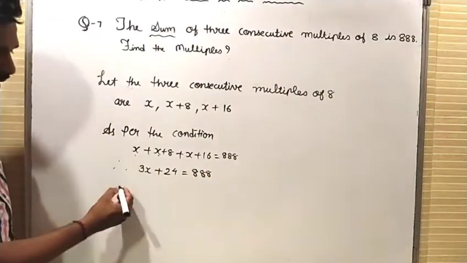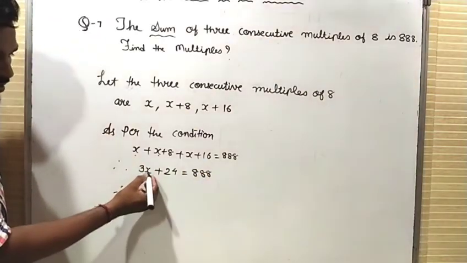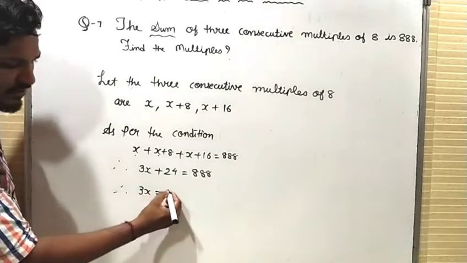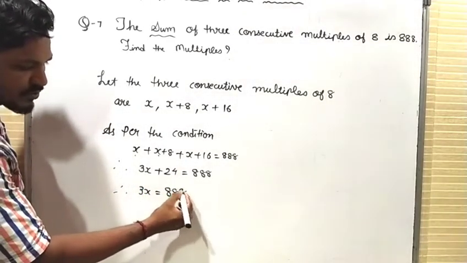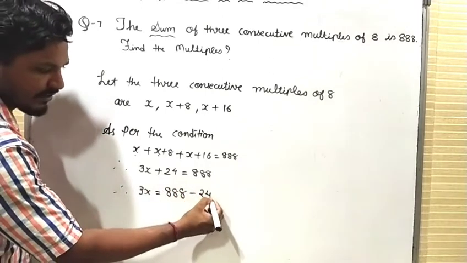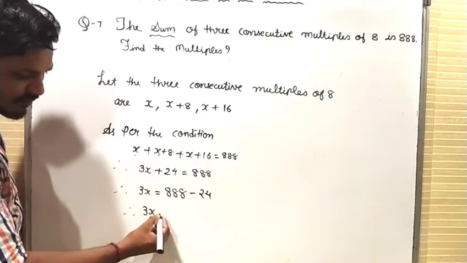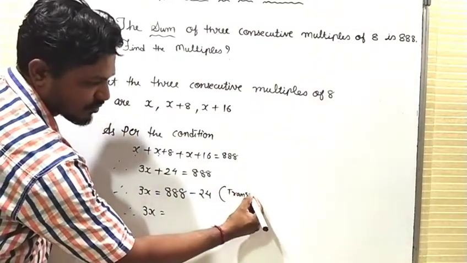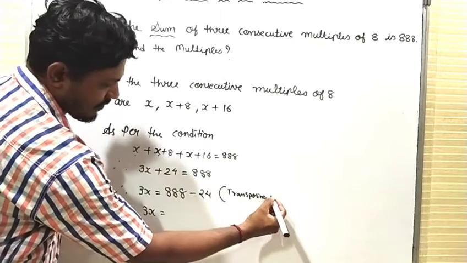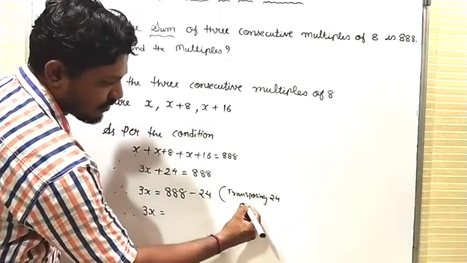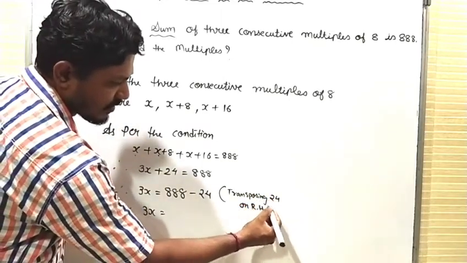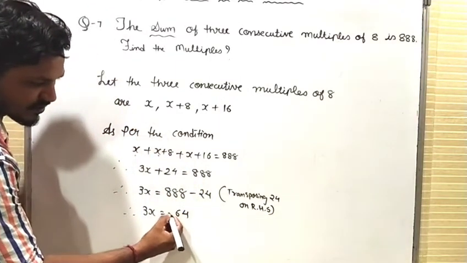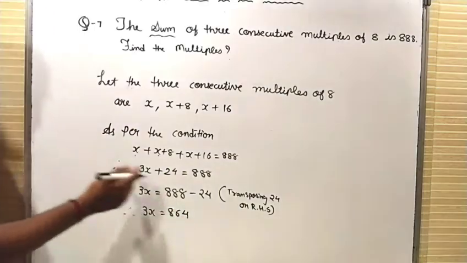Now here we are finding the value of x. As I told you, transpose this value. Try to separate this value. While transposing, positive 24 will become negative. Write down the statement over here: transposing 24 on the RHS. Now subtract it. 888 minus 24 is 864.